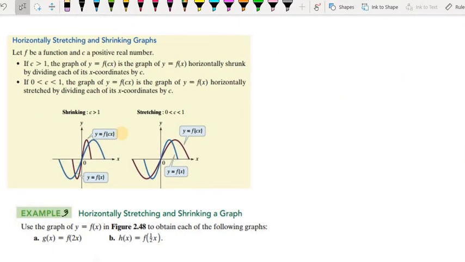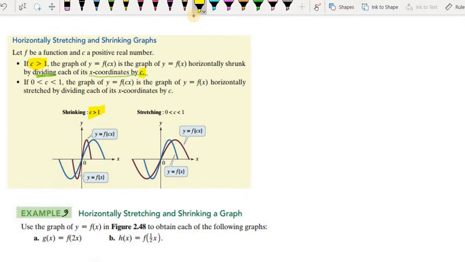So here we have horizontally stretching and shrinking graphs. This is very similar. If c is greater than 1, then the graph of f of cx is the graph of f of x horizontally shrunk by dividing each of its x coordinates by c. Remember, this time we're dealing with dividing instead of multiplying, dividing each x coordinate by c. So be careful on this.